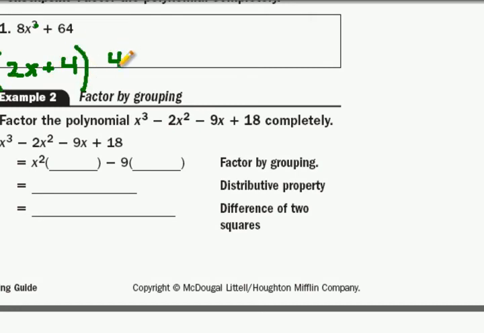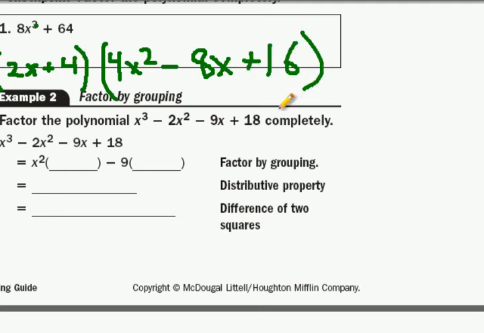And then it's 4x squared. I squared the 2x. Minus, multiply them together, 8x. Square the final one, 16. Hopefully that's what you guys got for an answer. And it's just following those basic steps.